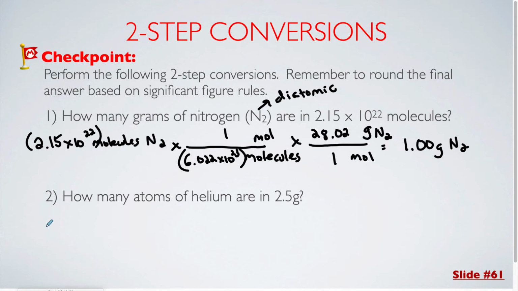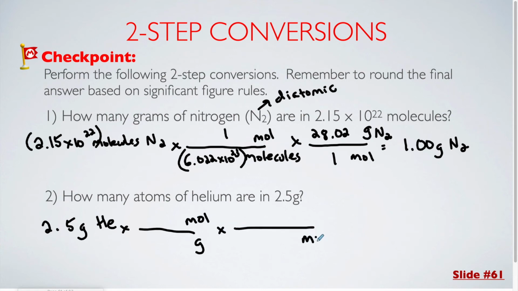For our next question, we're starting with 2.5 grams of helium, and we want to know how many atoms that is. Grams is going to be converted to moles first, and then we're going to go from moles the rest of the way back out to atoms. And we can see our units are canceling along the way until we're left with atoms of He.